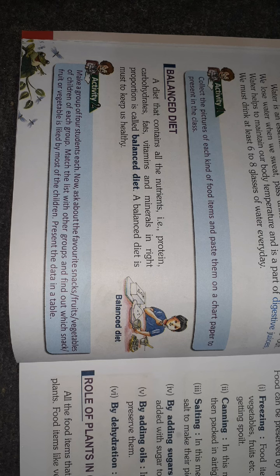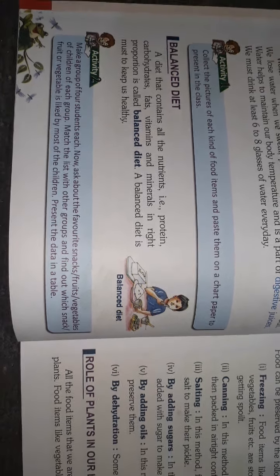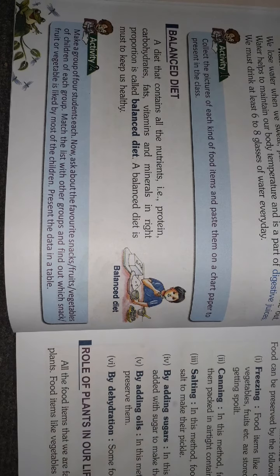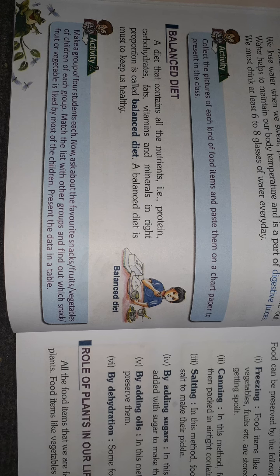Okay, so what is a balanced diet? A balanced diet is a diet that contains all the essential nutrients. And what are those nutrients? Those are proteins, carbohydrates, fats, vitamins, and minerals. And all these are in right proportion. Got it? So this is called a balanced diet. A balanced diet is very essential, and we must have a balanced diet so that we can live a healthy life. Okay, students.